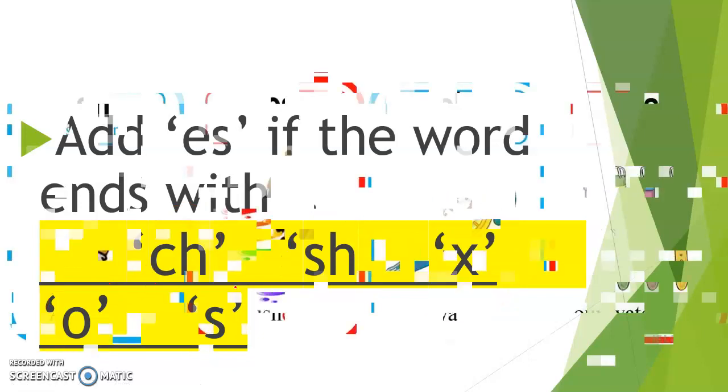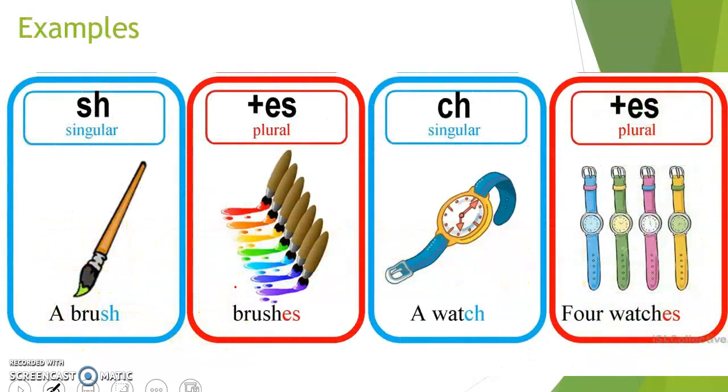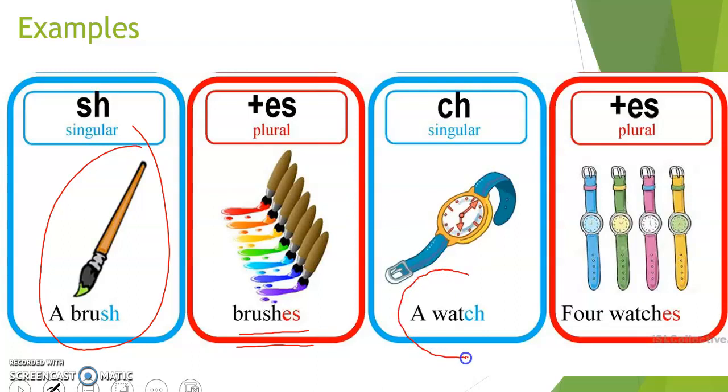Look at some examples so that it will be very clear to you. Look at the first picture, brush. Can you see? The brush is ending at sh. So if the word is ending at sh, as we know, this is the rule, we'll be adding es. Can you see the plural? We add es. Same with a watch. Watch is ending at ch. So 4 watches. Can you see?